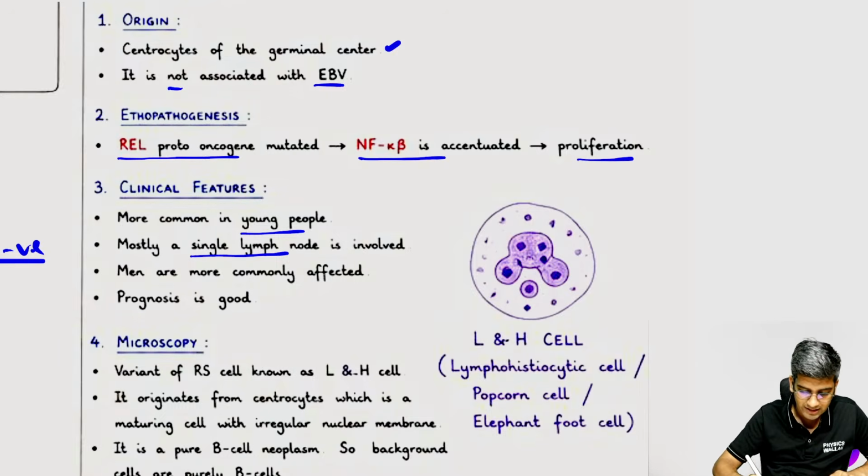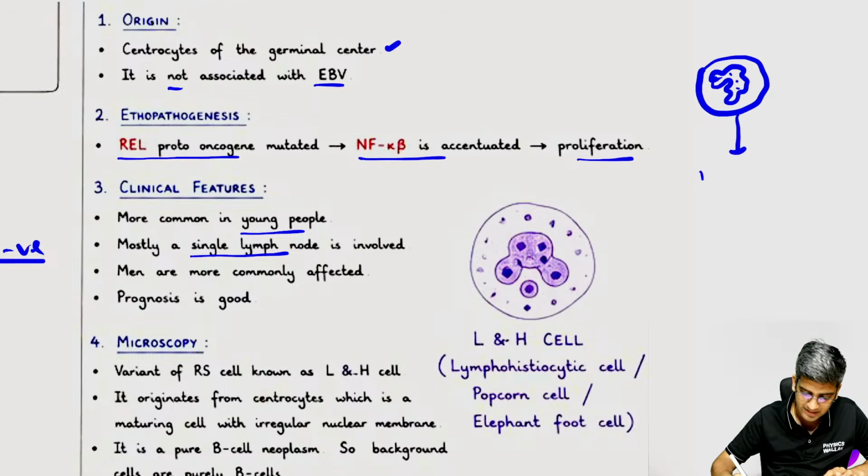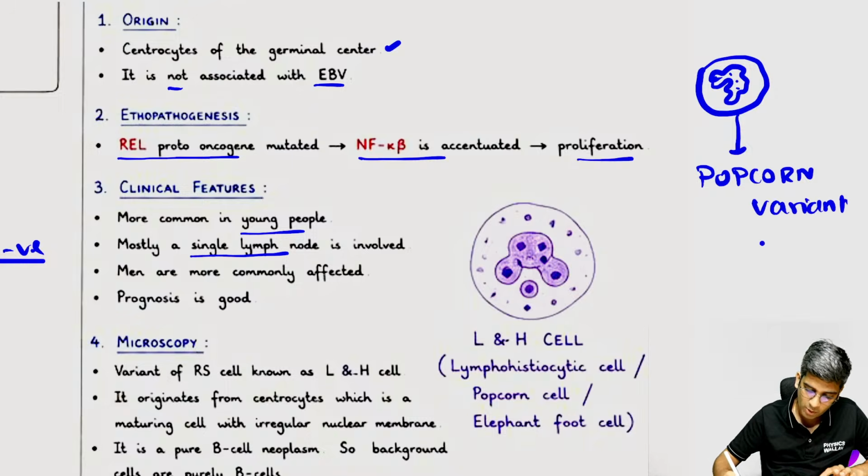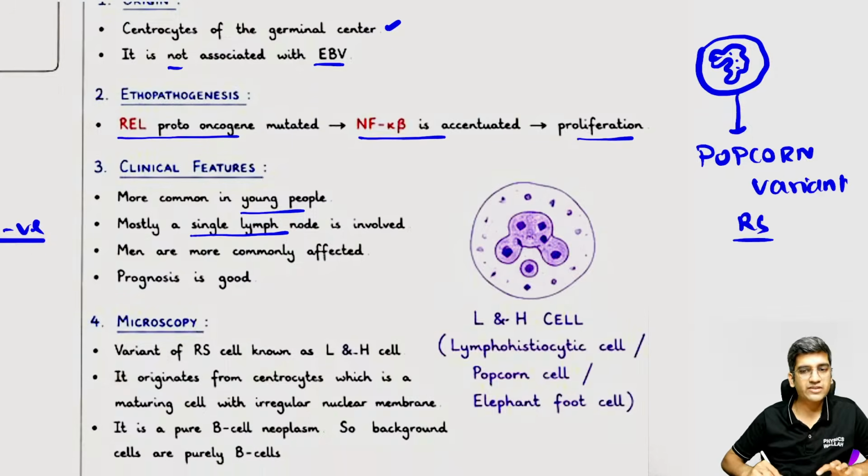Centrocyte, in general, I told you, will have cleaved nuclei, right? That cleaved nuclei made the appearance of the RS cell. We call them a popcorn variant of an RS cell. That's a very important finding. Popcorn variant of an RS cell is classical for NLPHL.